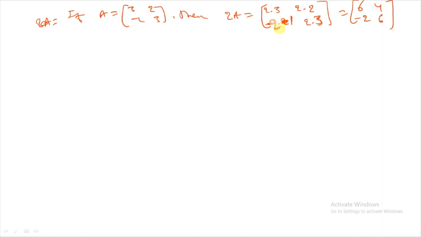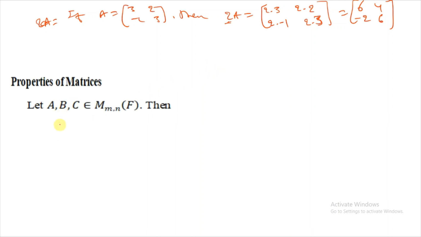Not only a particular one, you have to multiply each element, 2 into minus 1. Here 2 is the scalar. A matrix multiplied by some non-zero scalar. If you multiply with 0, you get the zero matrix. These are the properties of matrices.